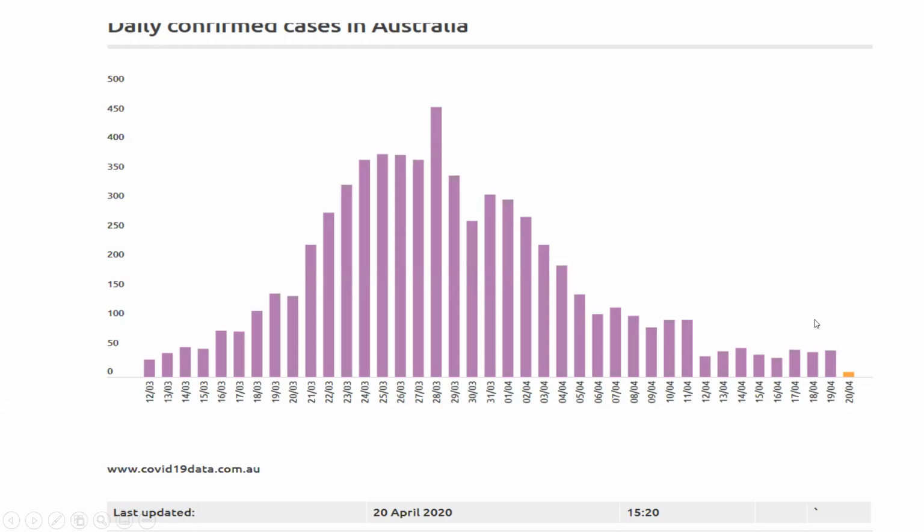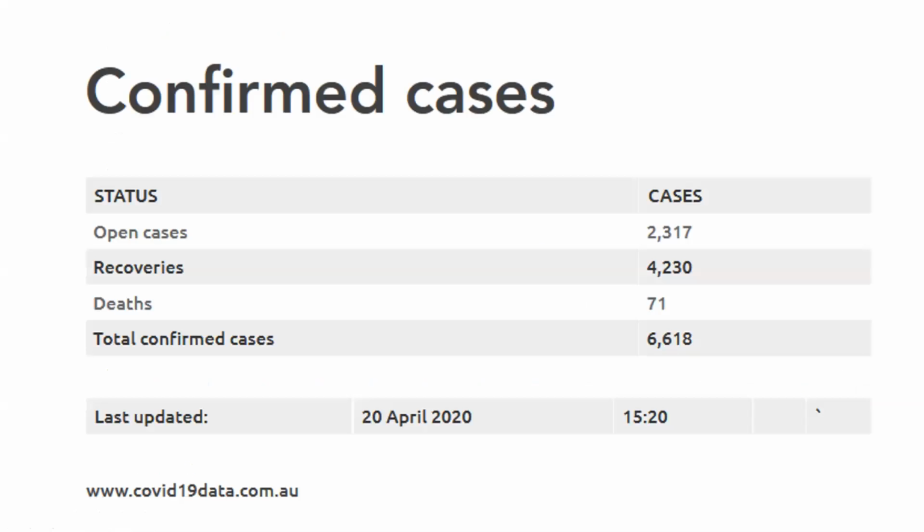And still they're locked up and they still want you to take a damn app on your phone to track you. Socialistic, communistic systems, not having it. Confirmed cases as of April the 20th here in Australia: there's 2,300 people who are still showing symptoms, 4,200 have recovered, and a total of 71 deaths. And I've got to say it again, 71 deaths does not in any mathematical equation add up to a pandemic. In a population of 25.5 million people, you can't calculate that as a pandemic.